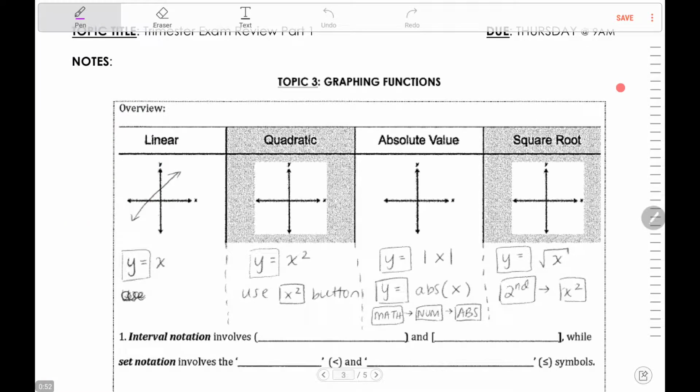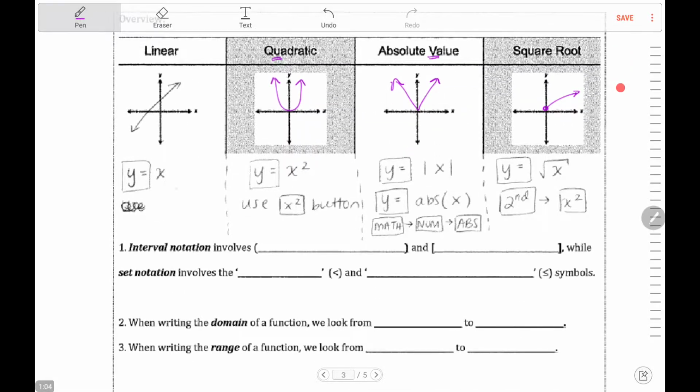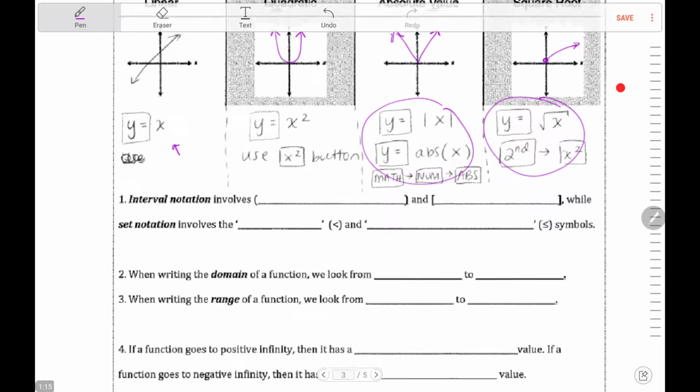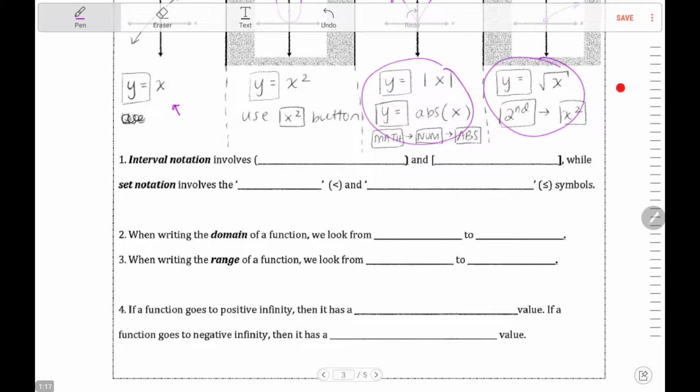All right, quadratic. U-shaped. Absolute value. V-shaped. Square root only continues in one direction, the other side has an endpoint. Keep in mind what's underneath is all the calculator steps, so how you type those into the calculator. I know that most commonly, these two are the hardest to remember, so please make sure you are studying those steps.